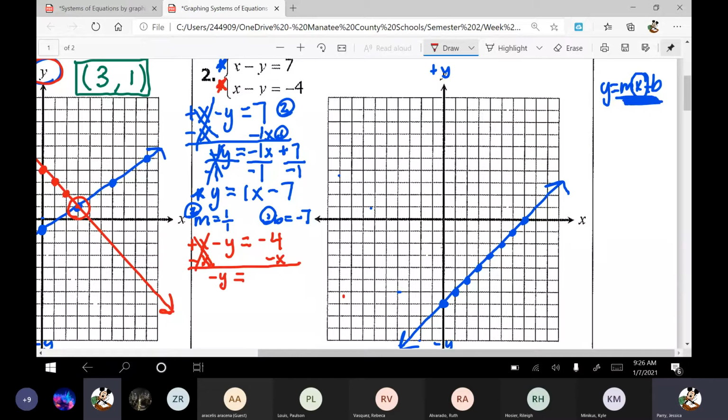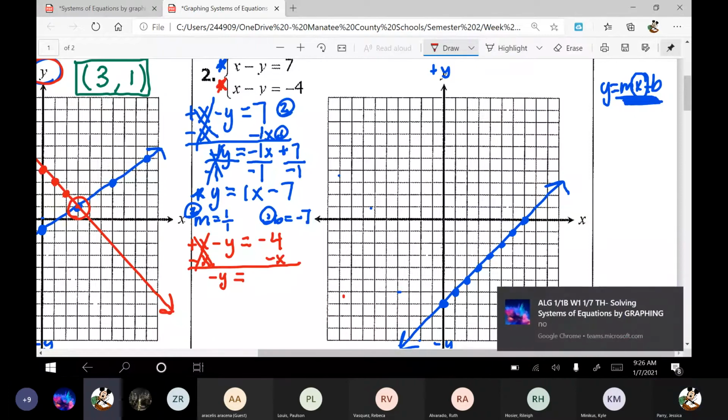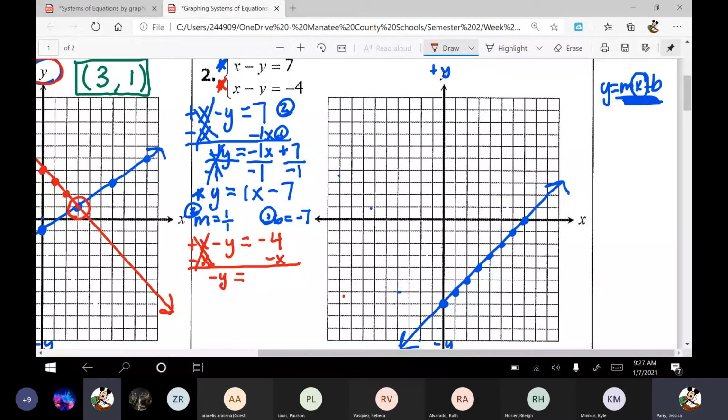Can they be combined? Yes or no? Write that in the chat. Can they be combined? Yes or no? My question, can the -4 and the -x be combined?